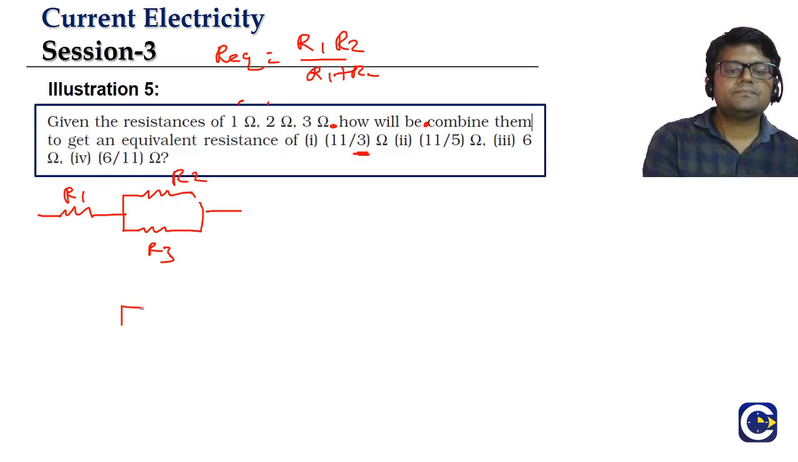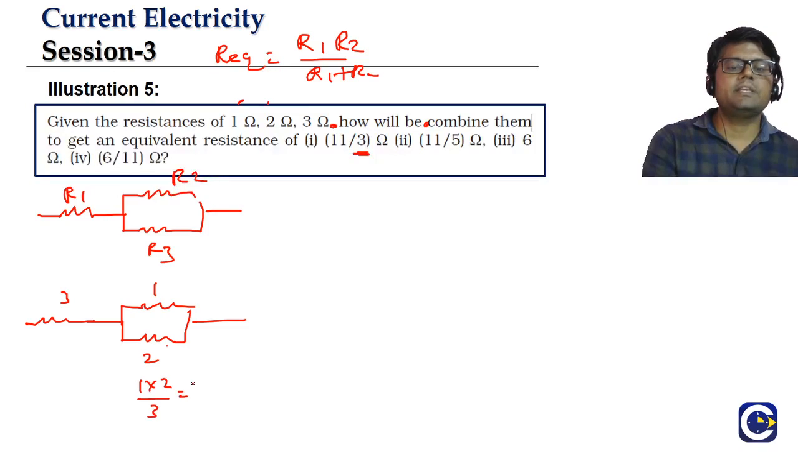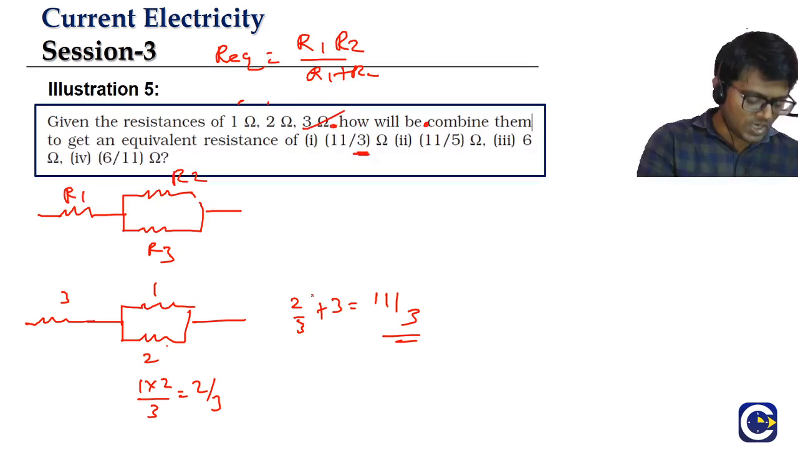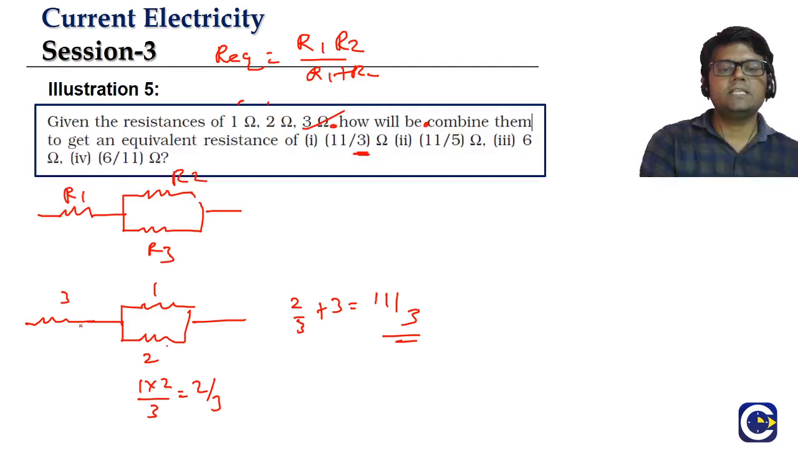If you have 1 and 2 in parallel and that is in series with 3. So 1 and 2 in parallel, what is going to happen? The equivalent of this is 1 into 2 by 1 plus 2, which is 2 by 3. The equivalent of these two is 2 by 3. 2 by 3 is in series with 3, so 2 by 3 plus 3 is equal to 11 by 3. Clear? So we are able to get the first one. How do we get it? We have 1 and 2 in parallel, that is in series with 3.